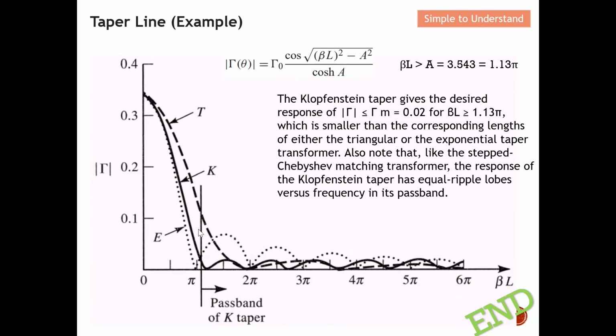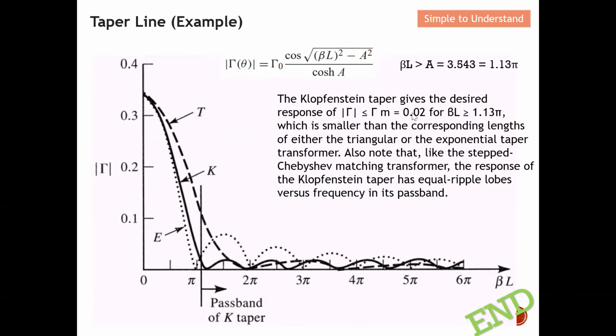Which means that after this 1.13, this will be a pass band for this Klopfenstein tapered line. All of this region here is not pass band, but after this 1.13, this will be the pass band. So what does this mean? The Klopfenstein tapered line can give the desired response, the reflection coefficient, to be maximum at 0.02. Over here, I can't guarantee that the reflection coefficient will be at 0.02. But from this line onward, I can guarantee that the reflection coefficient will be maximum at 0.02, if not lesser than 0.02.